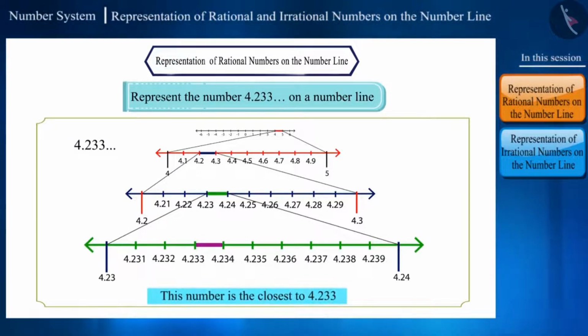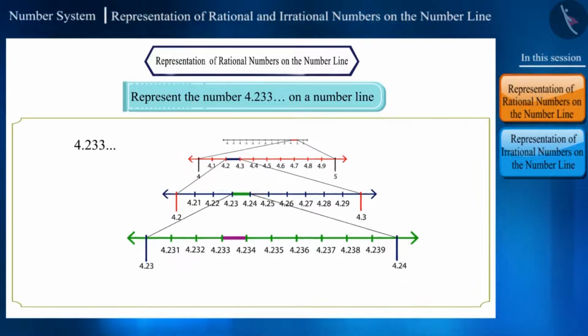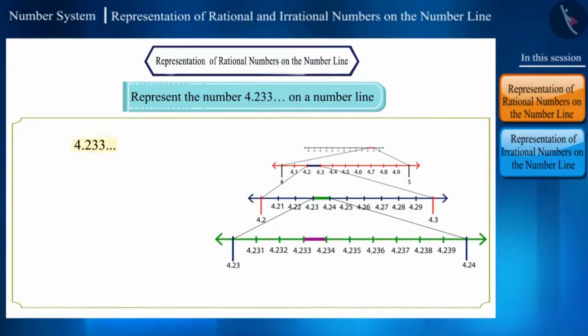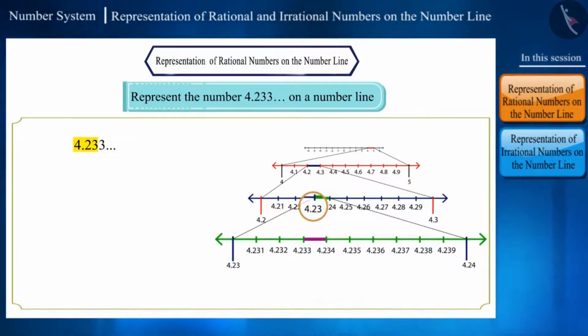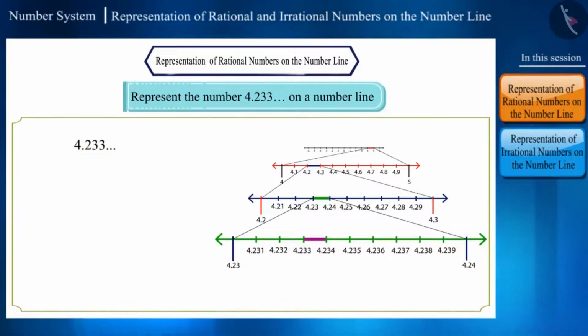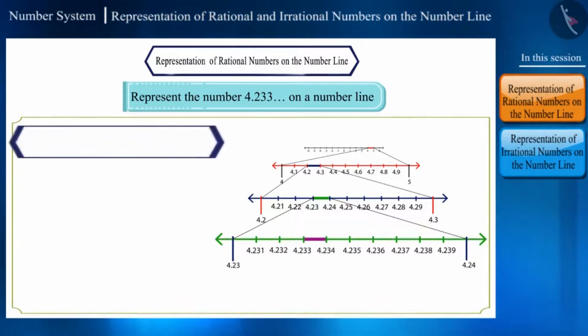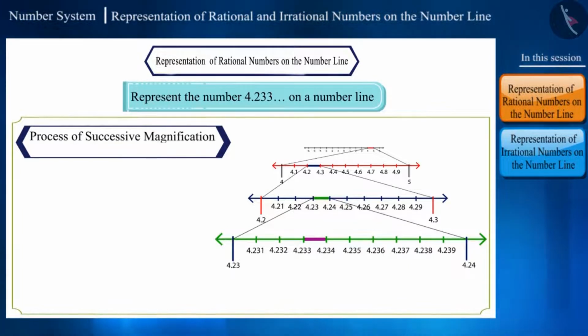represent its closest value. So, representing any number on the number line depends on how many numbers after the decimal are to be considered while representing them. To accurately or precisely locate the number on the number line, we had to divide or magnify the number line into many such 10 equal parts. So this process is called successive magnification.